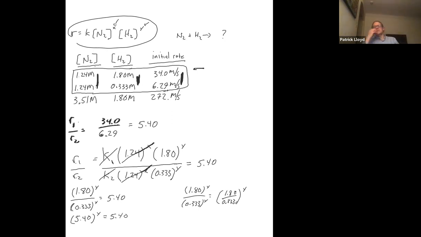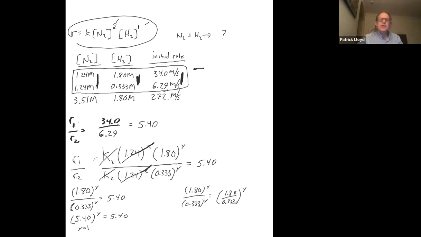Okay. Now this is kind of an interesting thing. This is not a math class, but if you remember back when I started introducing these orders, I said they're 0, 1, or 2. Sometimes they're fractions, but they're generally 0, 1, or 2. If you put in 0, a number raised to 0 is 1. So if Y is equal to 0, you would expect it to be 1. If Y is equal to 1, 5.40 raised to 1 is equal to 5.4, right? So what this really essentially means is Y equals 1.